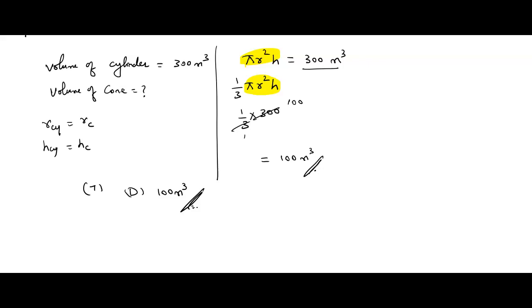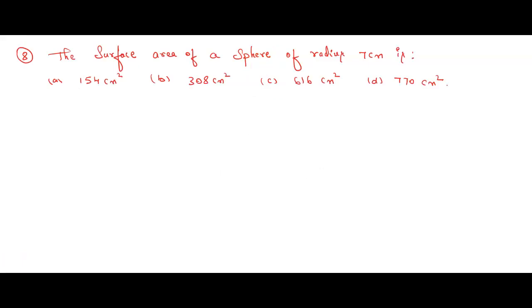Now let me solve question number 8. Observe, students. Question number 8: the surface area of a sphere of radius 7 cm is. Just now we did the table. I hope you can revise it and see what formula we have given. We know that the surface area of a sphere is 4 pi r square.